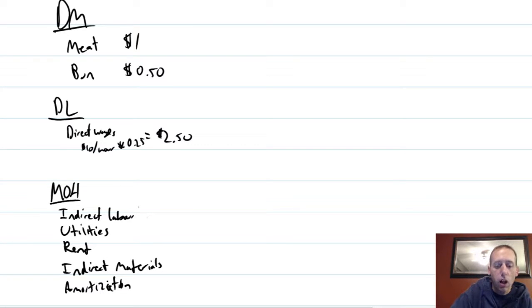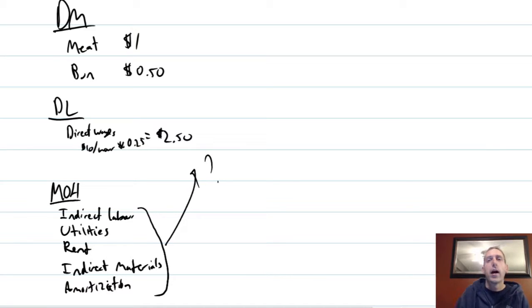But there's all of these other indirect costs. There's indirect labor, utilities, rent, indirect materials, and amortization. How much went into that burger? That's the real $1,000,000 question of the first half of our class.